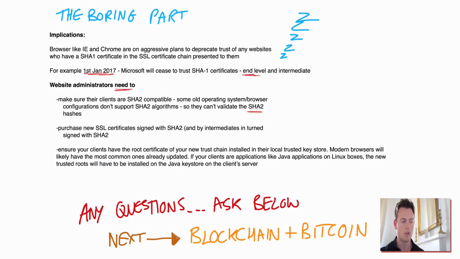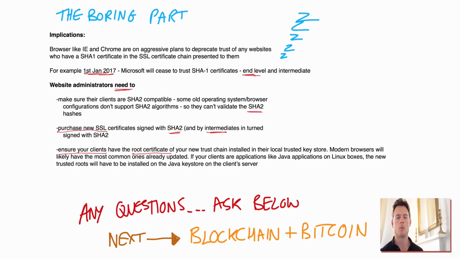And also purchase new SSL certificates signed by SHA-2. So you have to basically replace the SHA-1 certificates that you have on your website with SHA-2 certificates, and make sure that the trust chain, so the intermediate signing certificates along the way, should also be SHA-2 as well. And then the last thing is you need to make sure that each client who's accessing your website, each customer or whatever, will need to have the root certificate of your new trust chain in their trusted key store, right?